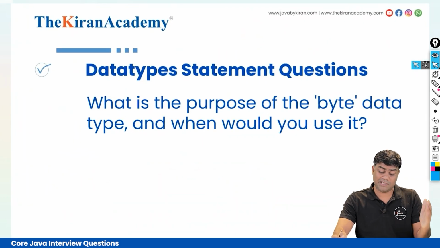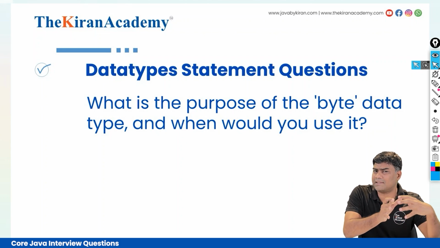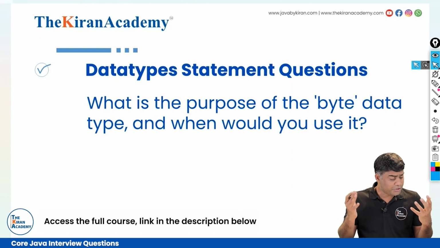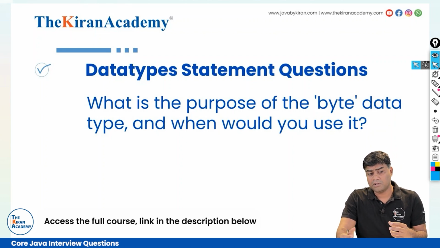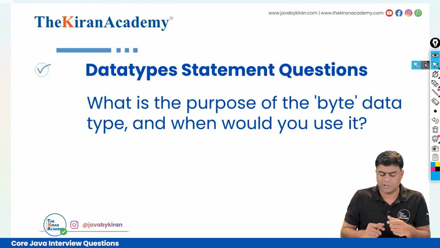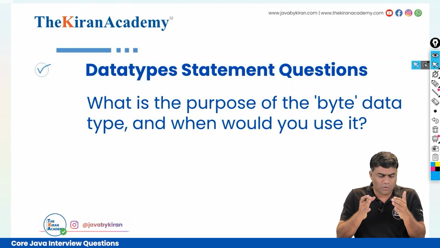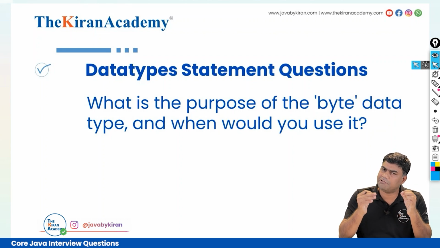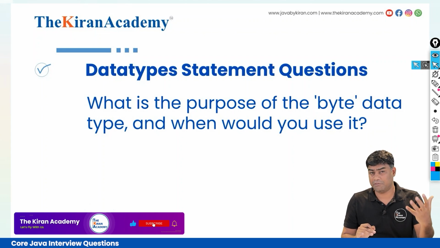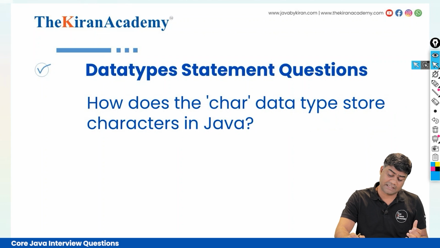Coming to next question, what is the purpose of byte data type and when would you use it? Byte is the smallest data type. Minus 128 to plus 127 is the range. You need to use byte data type when you are talking about networking, like on cloud you are transferring some data, so byte by byte it goes. If you look at the file input stream, there also every byte is getting read. So whenever you are dealing with very small values, like networking or maybe file transfers, you will need this data type.